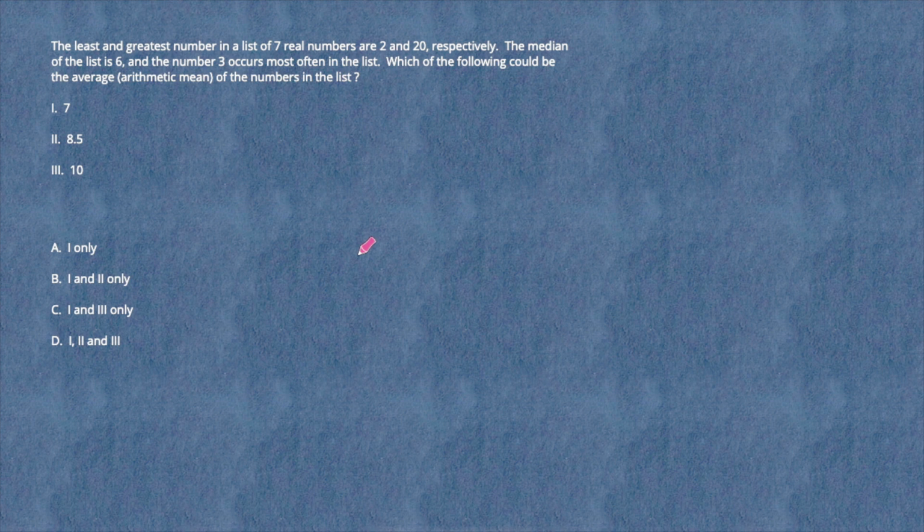The least and greatest number in a list of 7 real numbers are 2 and 20 respectively. The median of the list is 6 and the number 3 occurs most often in the list. Which of the following could be the average, which is arithmetic mean, of the numbers in the list?